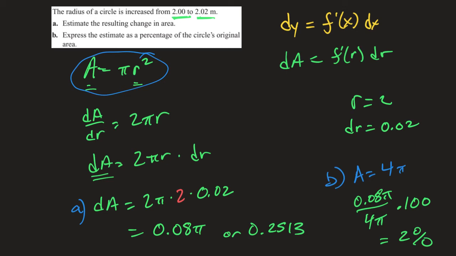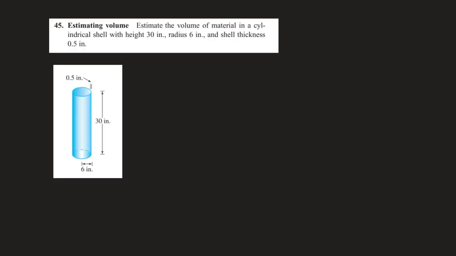Let's take a look at another example and see if we can get a better handle on these differentials. In this problem, we're asked to estimate the volume of material in a cylindrical shell with a height of 30 inches, a radius of 6 inches, and a shell thickness of 0.05. So be careful with this problem, because we're not actually asking how much stuff will fit inside of this cylinder. We're asking about how much material it takes to make the cylinder. So I'm going to just kind of exaggerate this picture a little bit just at the top here.